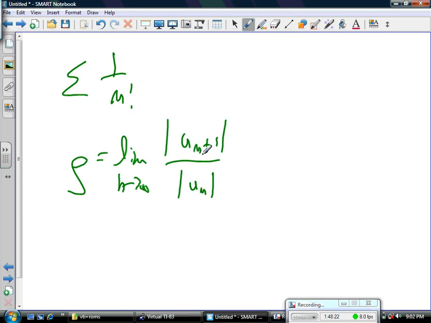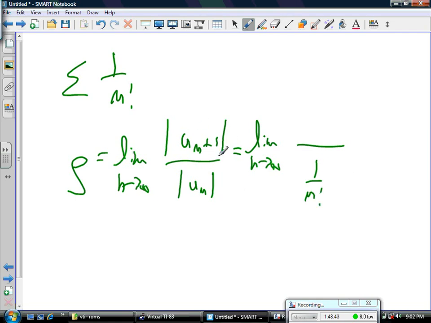What's u sub n plus 1? That's the next term. Plug in n plus 1 wherever you see n. All right, so what's rho here? It's the limit as n goes to infinity of, now I'm not worried about absolute value because there's no weird sign, but u sub n is 1 over n factorial.